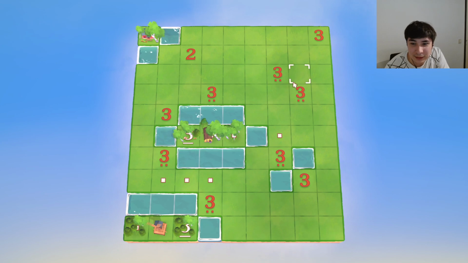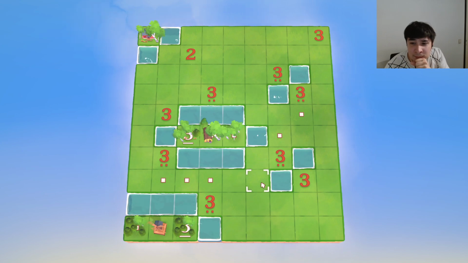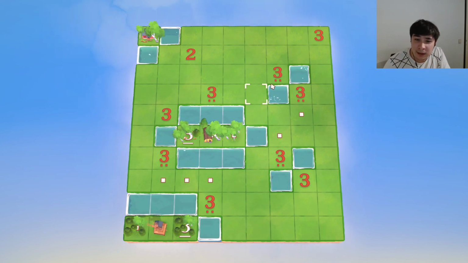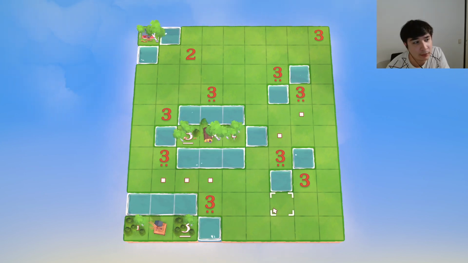Actually no, if these connect, this is bad because this 3 doesn't actually reach another 3, so I actually think this is water here, with this 3 going down to connect to this 3. And these 2 clues are going to connect as well. So now I think reachability stuff happens in the bottom right.